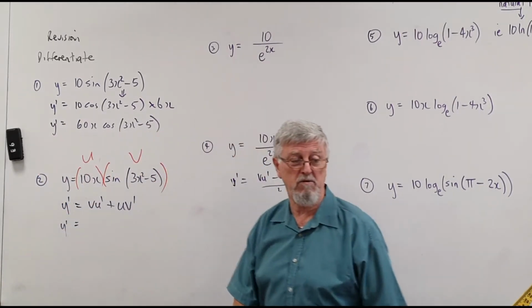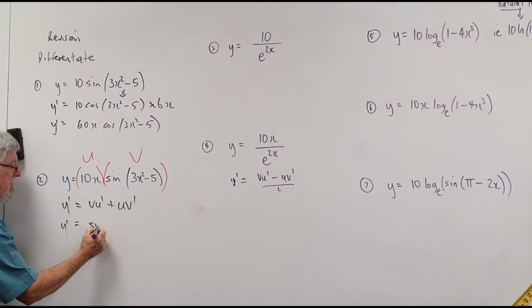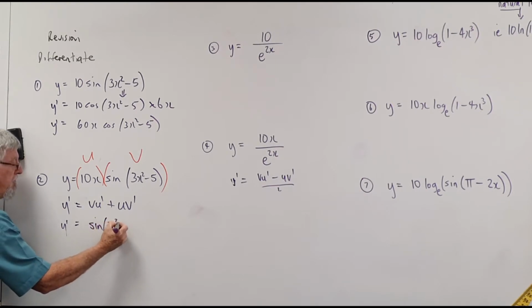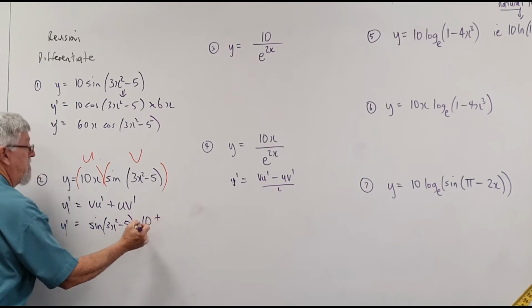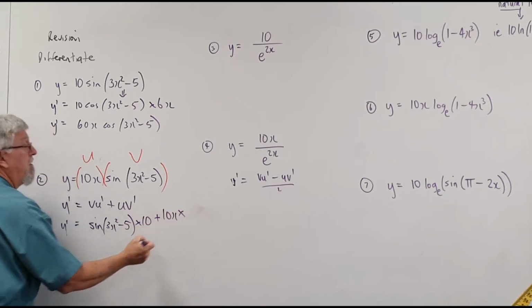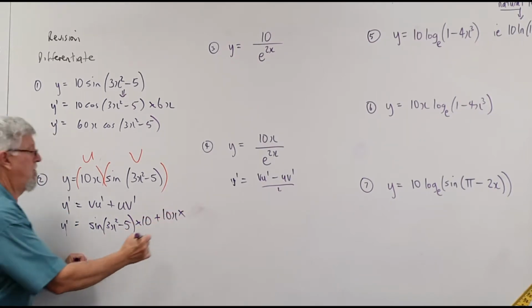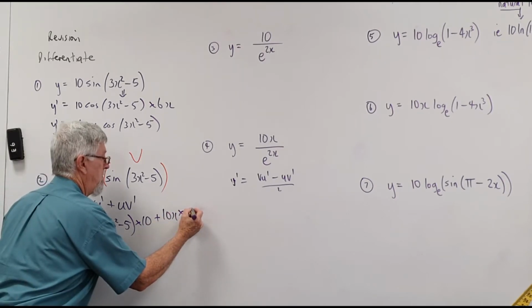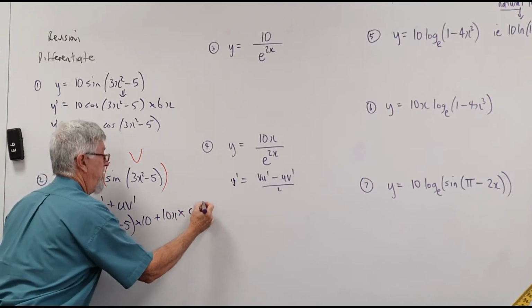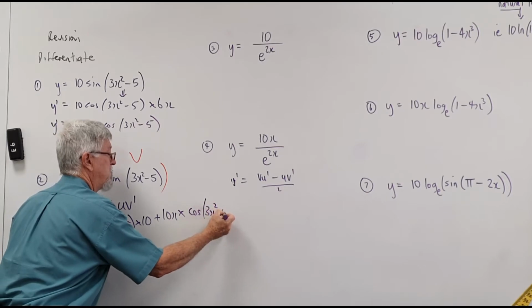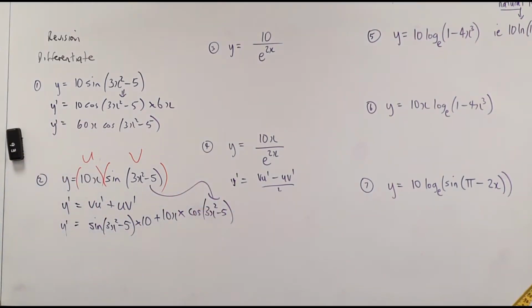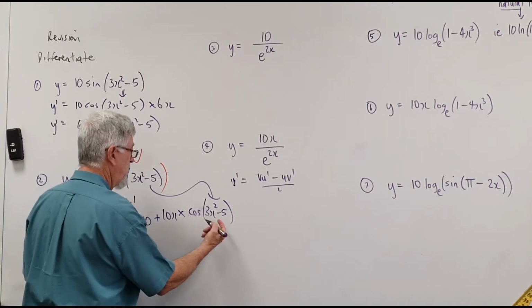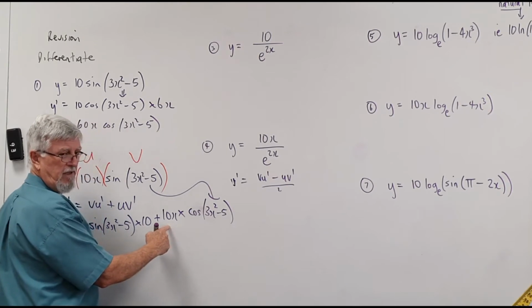Ben, tell me what to do. Yeah, it'll be sine of 3x squared minus 5, times 10, then it'll be plus 10x times cos 6x. Would the brackets stay the same? You asked the question, I'm answering it by what I wrote. Stays the same, times by 6x. So would you have just gone 60x squared and then did it in your head?